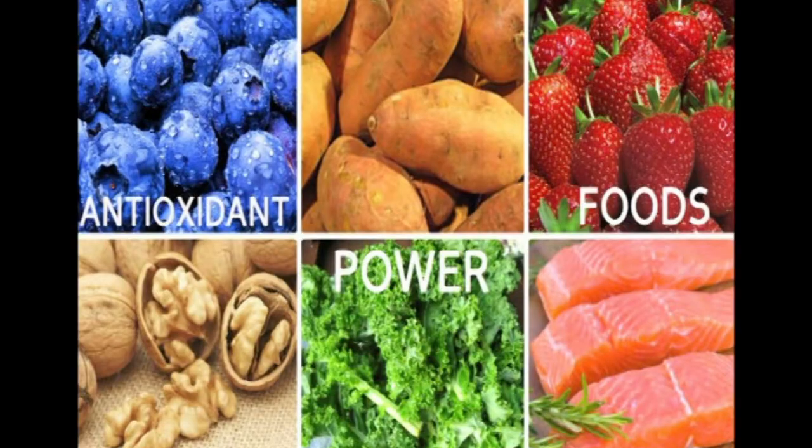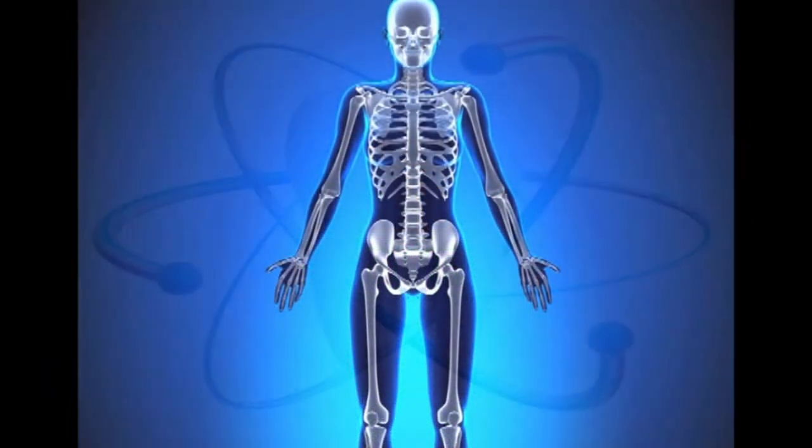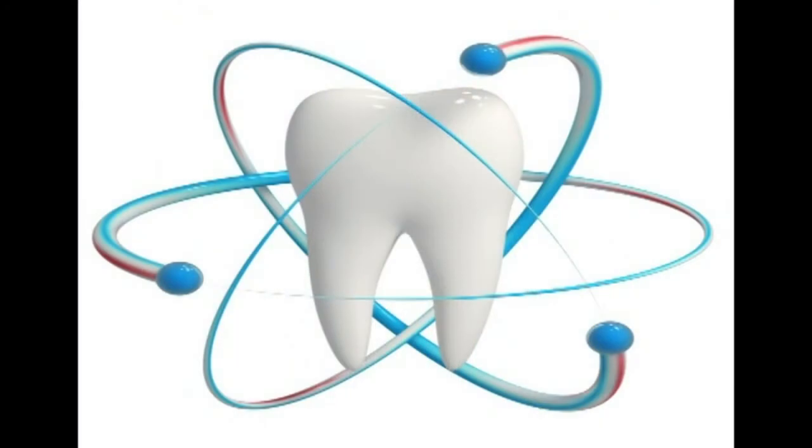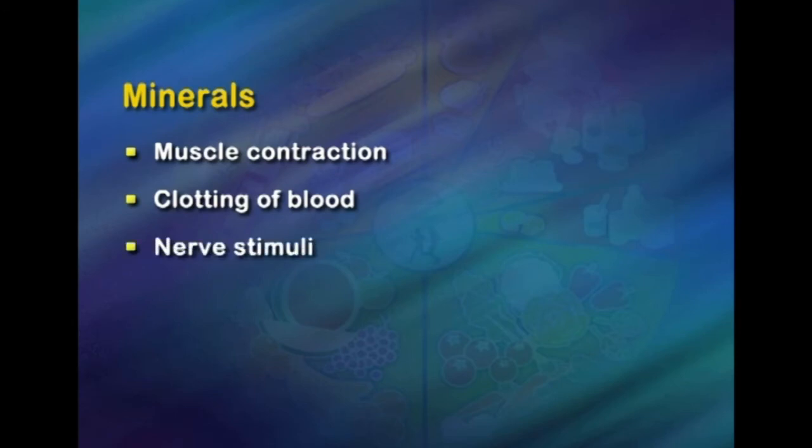The next nutrient is minerals. Now minerals are necessary for bodybuilding. They are also needed for the formation of bones, teeth and also structural parts of soft tissues. They play a very important role in the regulation of processes in the body. For example, muscle contraction, clotting of blood, nerve stimuli, so on and so forth.